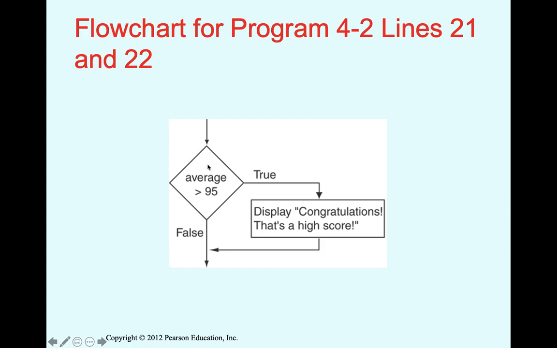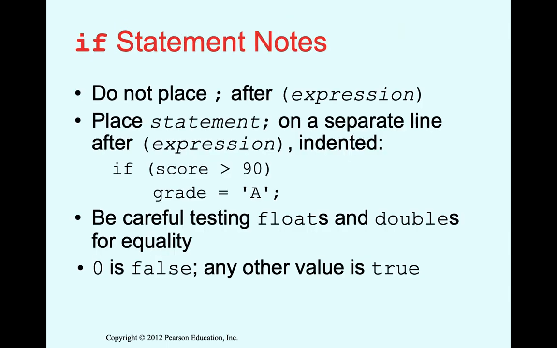So as we saw, if the average was greater than this, we will display. If it's not, we will just continue without displaying congratulations. One notice about the if statement, this is a common mistake: don't place a semicolon after if. After if and the condition we don't put a semicolon, but after the statement we do.